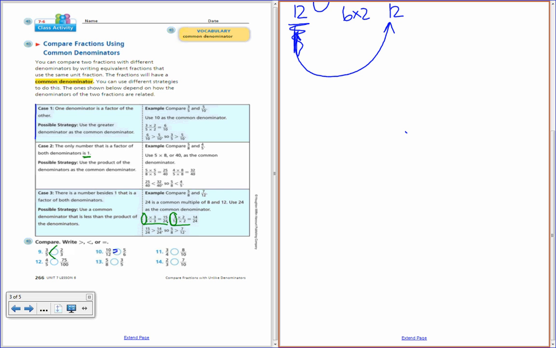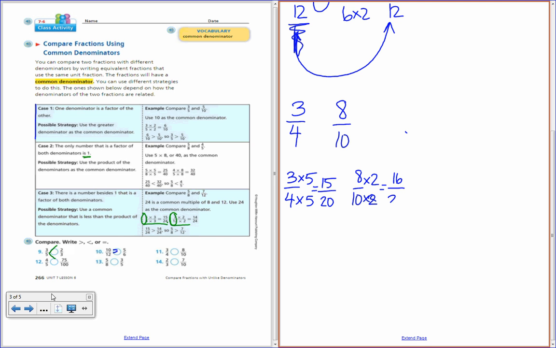Okay, let's look at 3/4 and 8/10. What could we do? Well, what if we were to get to 20? How could we get to 20 with these? Times 5 and 8/10 times 2 times 2. So we have 15/20 and we have 16/20. So 3/4 is less than 8/10.